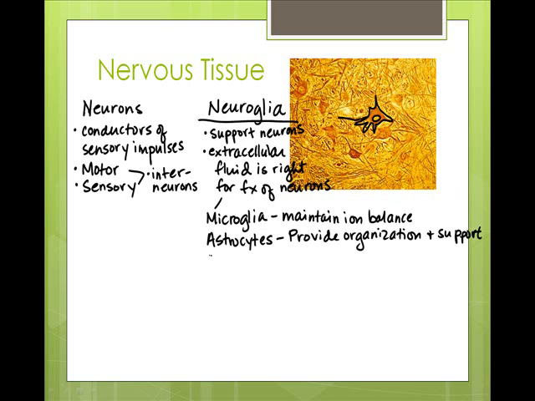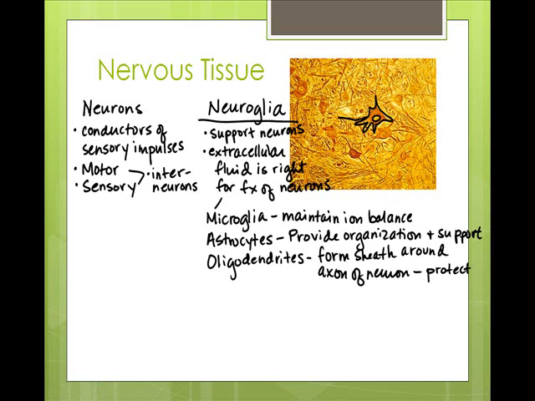We have oligodendrites. And oligodendrites are special because they form a sheath called the myelin sheath around the axons of the neurons. This is going to help to protect the neuron, and it's also going to increase the speed of nervous impulses.